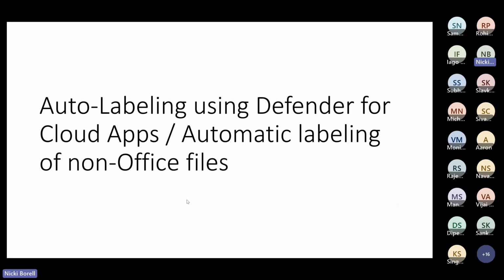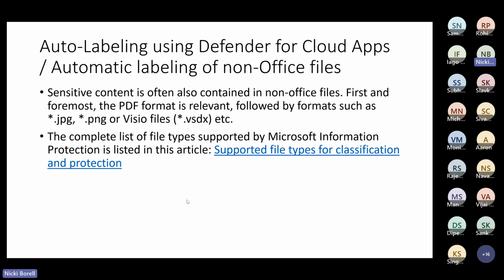With this feature, we also have the chance to set up auto-labeling. It works as described here. Auto-labeling using Defender for Cloud Apps can cover, as I already said, even other file types. Here I also have a link to the detailed description and the setup details for Defender for Cloud Apps. Here's a high-level overview for you.